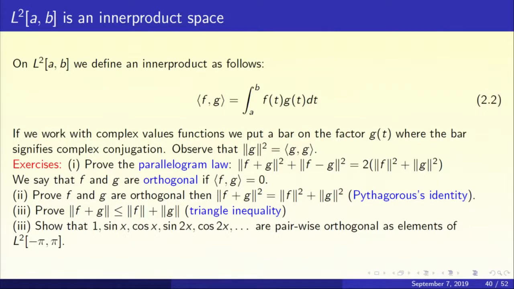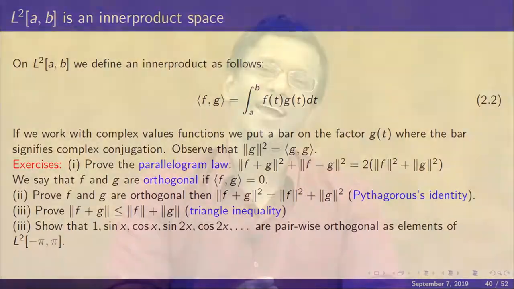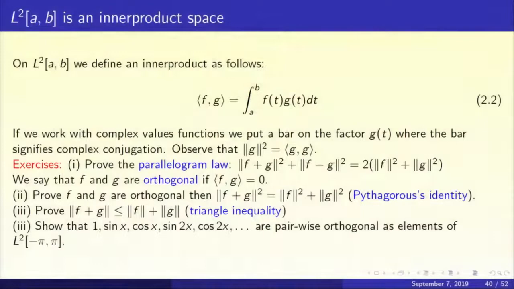You should think of the norm of f minus g as the distance between f and g. So, if you have a parallelogram ABCD, then you know that AB squared plus BC squared plus CD squared plus DA squared is twice AC squared plus twice BD squared. The sum of the squares on the four sides of the parallelogram equals the sum of the squares on the diagonals.